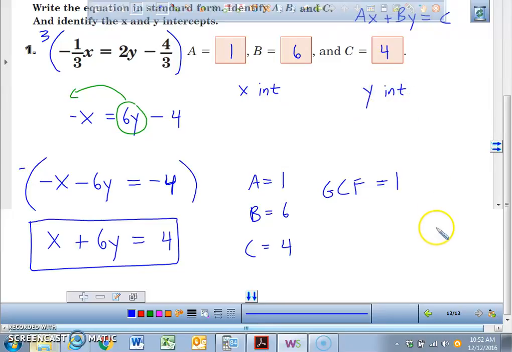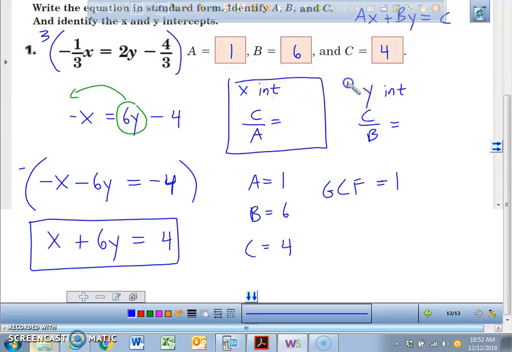Galaxy clock on. All right. Yes? C over A is your x-intercept, and C over B is your y-intercept. By the way, these formulas, everybody, will not change. Only the numbers that you use.